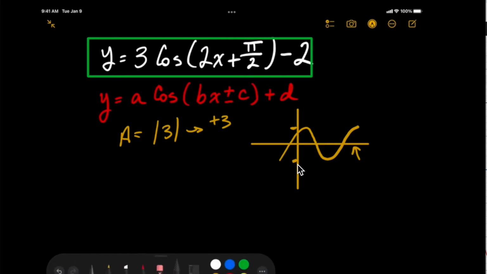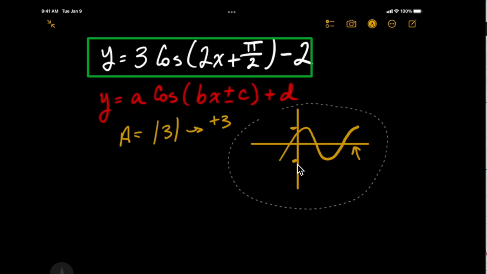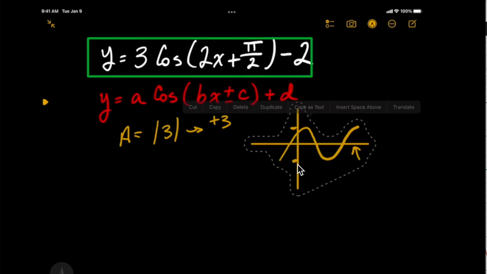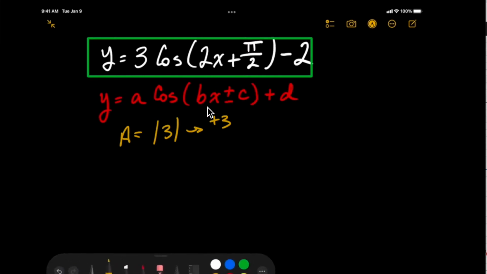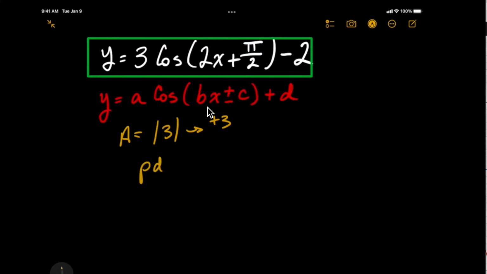The second thing we want to do is establish the period of this transformed function. And to do that, we're going to use this coefficient, b. We're going to take the period of the parent function, which as you know for cosine is 2 pi, and we're going to divide that by the absolute value of the coefficient b. So in this case, it's going to be 2 pi over 2, and a period of just pi.